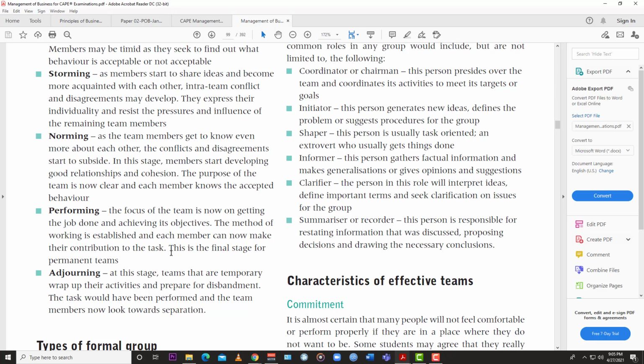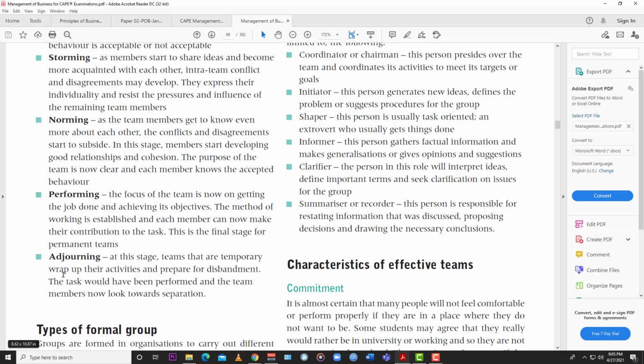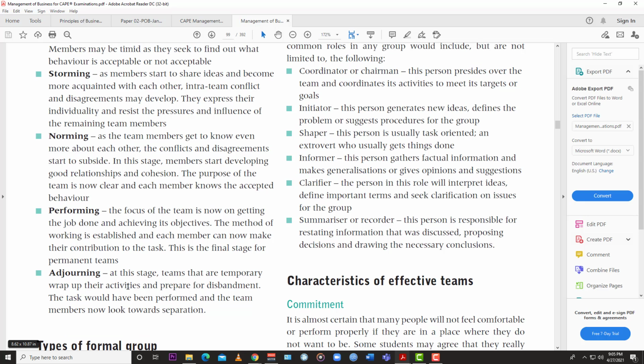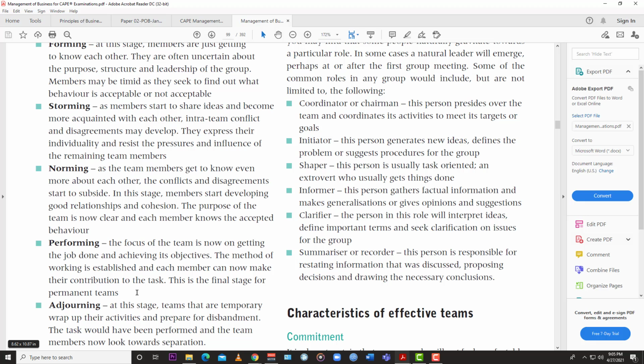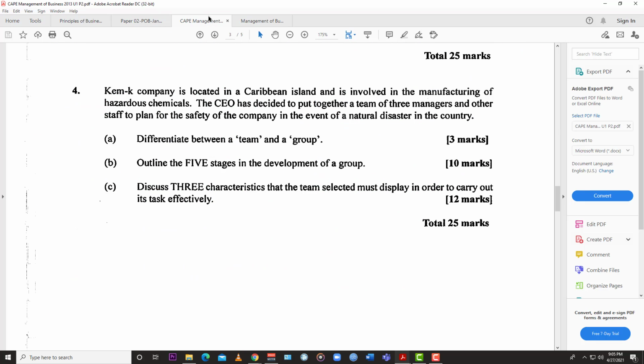This is the final stage for permanent teams. But if it's not permanent, it's the next step, right? So that's 1, 2, 3, 4, 5. If it's not permanent, there's a next step, the adjourning. So at this stage, a team that is temporary wraps up its activities and prepares for disbandment. The task would have been performed and the team members now look toward separation. So it's adjourned, it's done, and so they go their way. And so right there, simple as that.